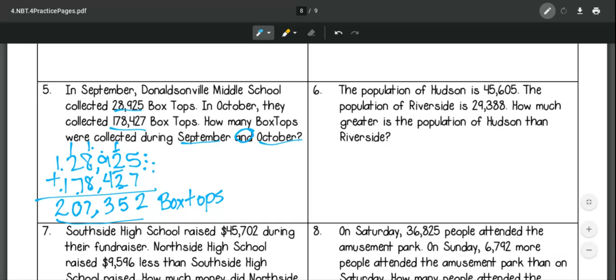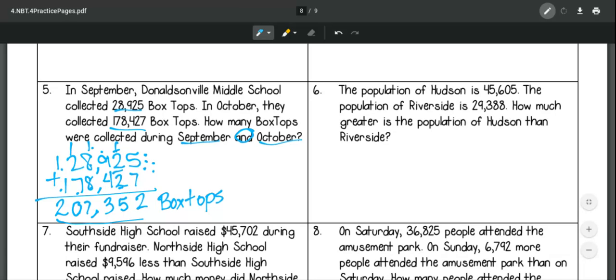And that's my answer for number 5. So now we'll look at number 6. Number 6 says the population of Hudson is 45,605. The population of Riverside is 29,388. How much greater is the population of Hudson than Riverside?